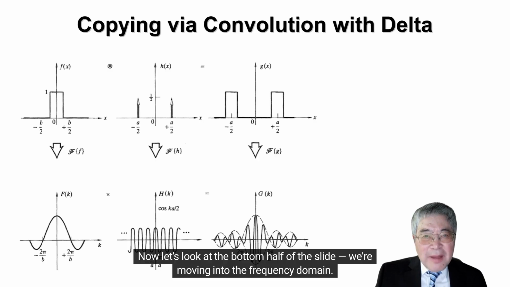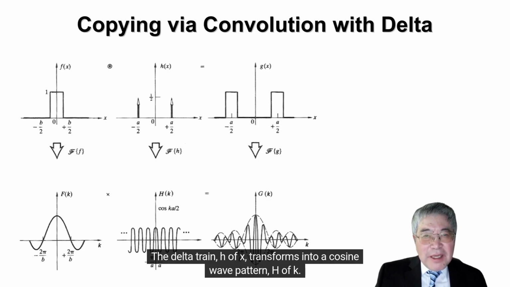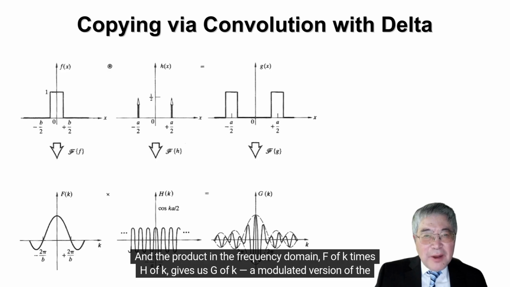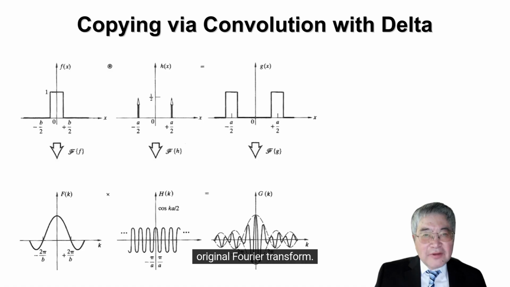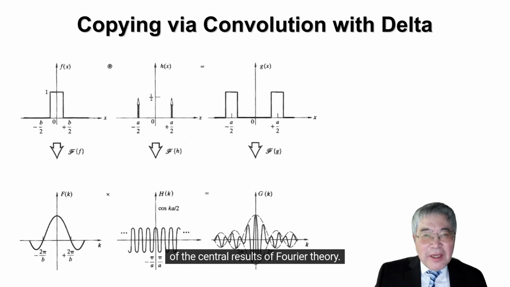Now let's look at the bottom half of the slide. We're moving into the frequency domain. The Fourier transform of the original block function, f of x, becomes a smooth sinc-like curve, f of k. The delta train, h of x, transforms into a cosine wave pattern, h of k, and the product in the frequency domain, f of k times h of k, gives us g of k, a modulated version of the original Fourier transform. This shows us that convolution in the time domain becomes multiplication in the frequency domain, one of the central results of Fourier theory.